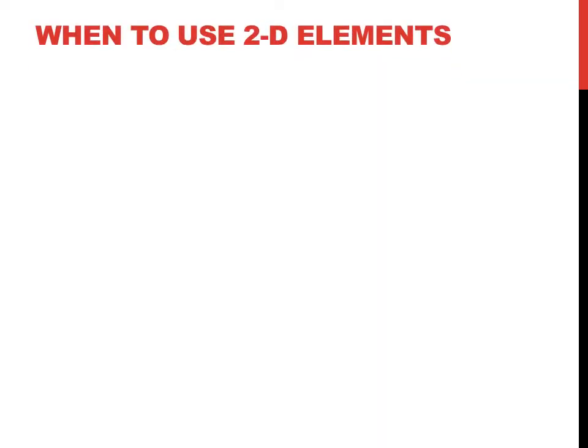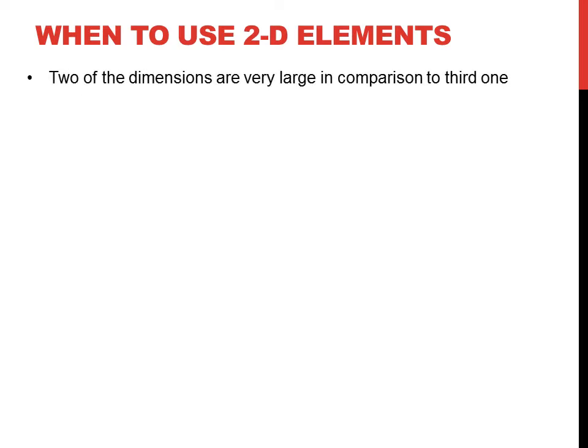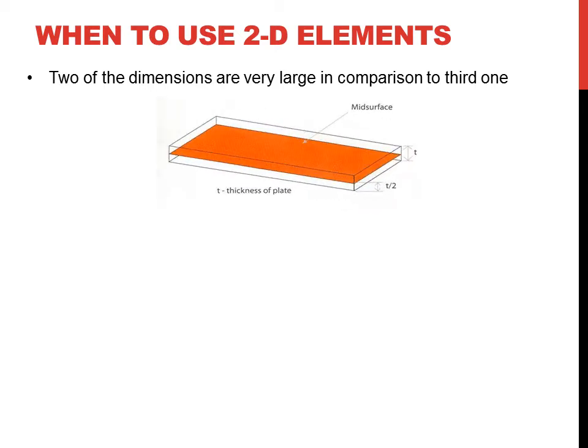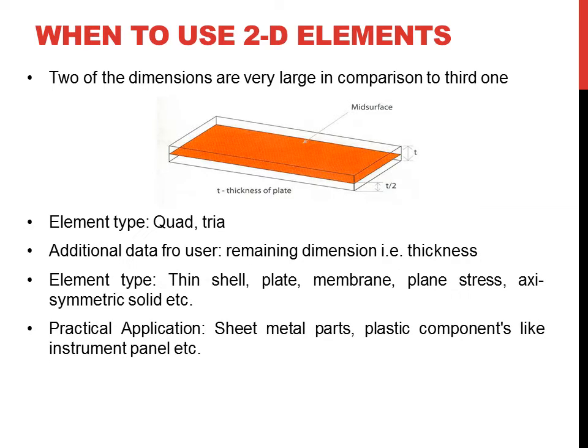Now, when to use two-dimensional elements? When two of the dimensions are very large in comparison to the third one, then we have to use two-dimensional elements. See in this figure, thickness and length are prominent as compared to the third dimension, that is the breadth, then we can use the two-dimensional elements.